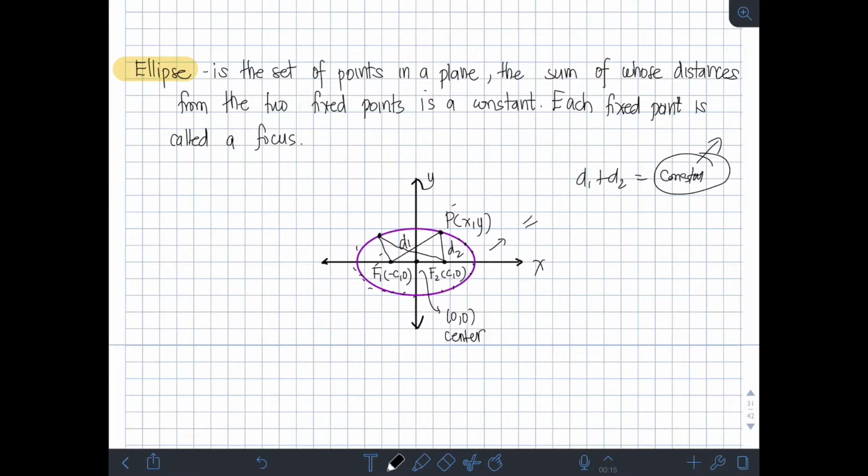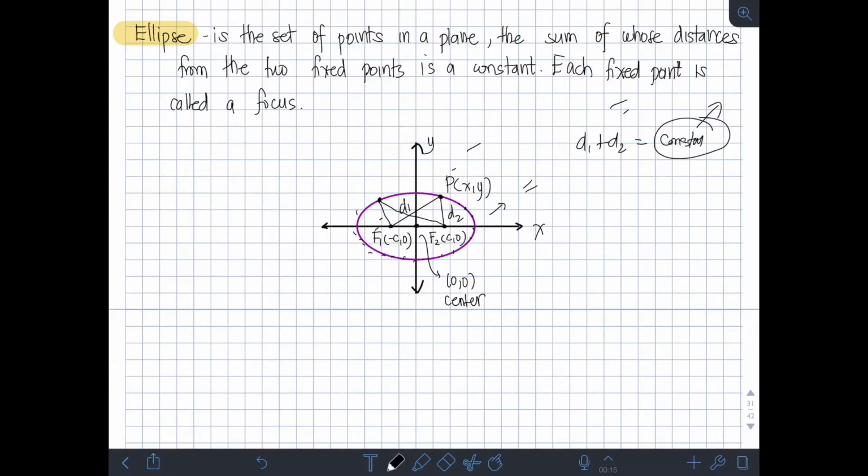So kung magre-refer tayo dito sa figure and then sa definition natin ng ellipse, dapat yung length ng segment F sub 1 to P, so segment F sub 1 to P, plus yung length ng segment F sub 2 to P, is dapat constant. Right? So, itong constant na to, let's say, equate natin sa 2a. Arbitrary value lang. Then, yung coordinate pala nitong F sub 1 is negative c, 0. And then, yung coordinate natin ng F sub 2 is c, 0.